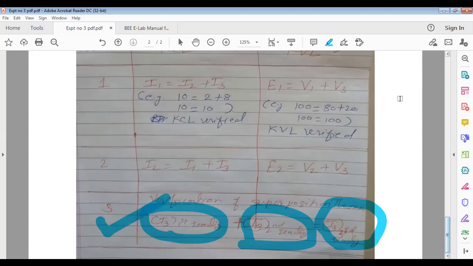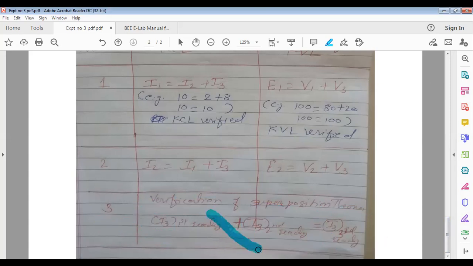Yes, ma'am. And if you put the value of I3 and if RHS and LHS you are getting equal, then say the superposition theorem is verified. Means here also 4 lines will come. Any difficulty? No, ma'am. Okay.